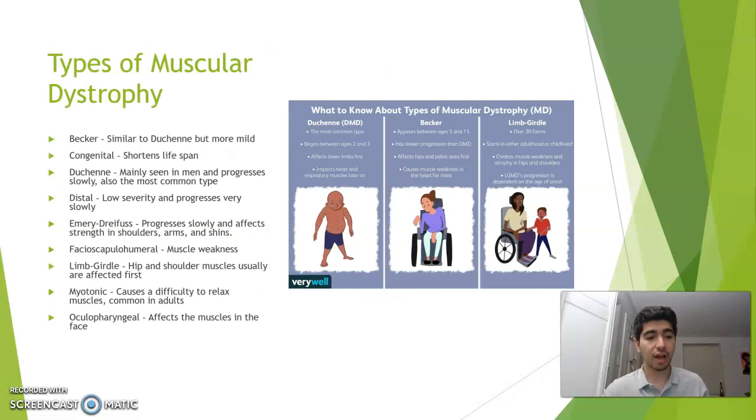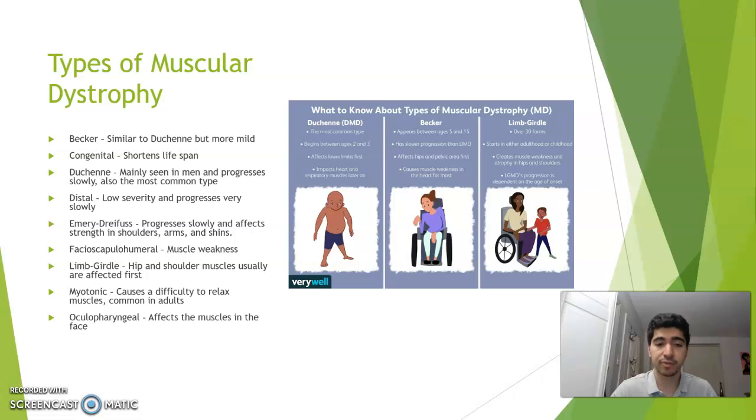So the types of muscular dystrophy include the following. We have Becker, which is similar to Duchenne, but a little more mild. We have congenital, which does shorten the lifespan and is pretty severe, but is not as common. And as I mentioned earlier, we have Duchenne, which is mainly seen in men and progresses slowly. It's the most common type. Then we have distal, which is low severity and progresses very slowly.